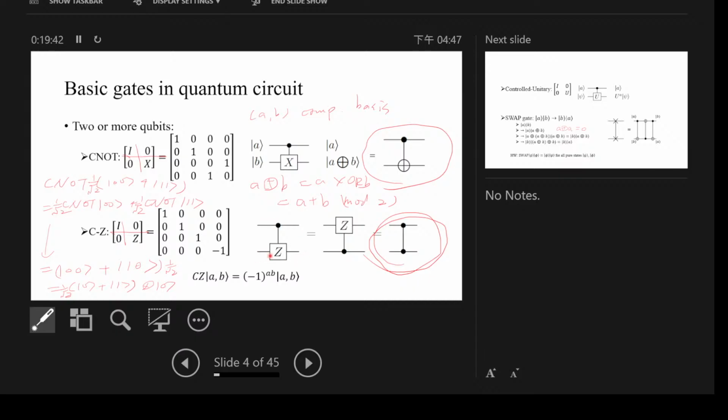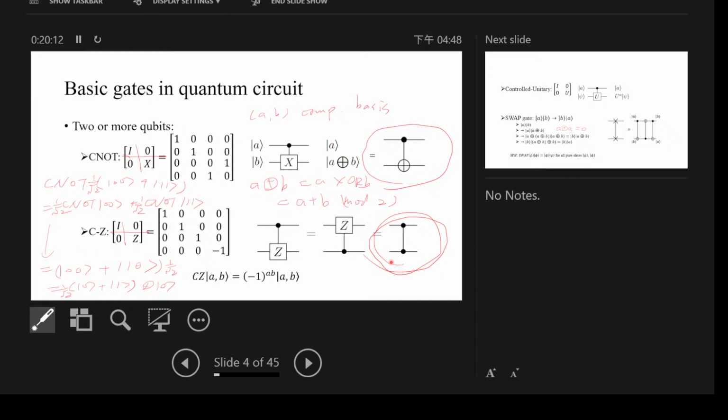Okay. Because it's easy to see that if you control on the second qubit and do the gate on the first qubit, you also get this matrix. Yeah, so it's symmetric on the first qubit and second qubit, and people will actually draw CZ with this kind of funny notation, and it's nice to remember it.